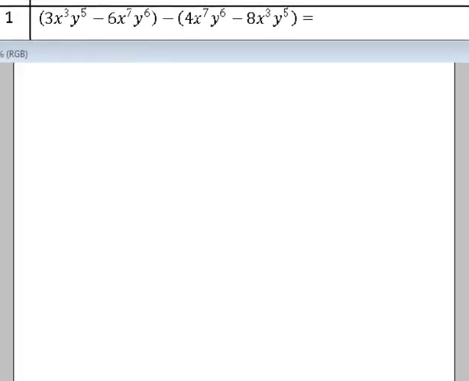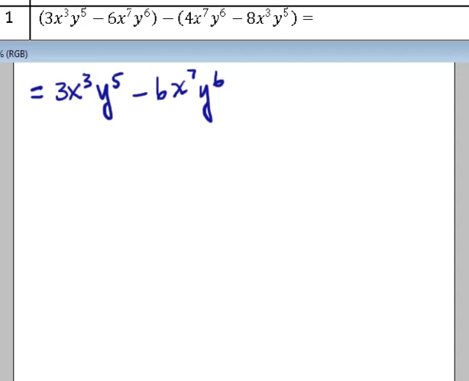Number one, we have to open parentheses before we subtract. So let's do that. So here we have 3x cubed y to the 5th minus 6x to the 7th y to the 6th. And now opening parentheses, we have minus 4x to the 7th y to the 6th. Here we have minus minus, so that's plus x cubed.